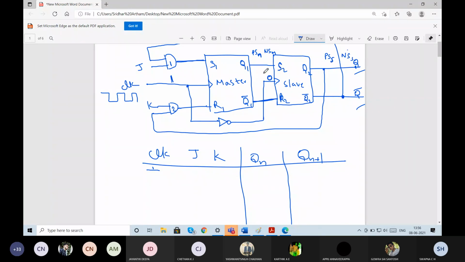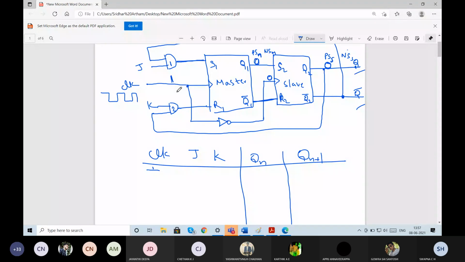If I say the present state of the slave is 0, what will be the present state of the master? It will be the same, 0 only, right? Do you accept this? The function of the slave is that whatever the master is holding, it will just forward as it is. Are you understanding? Yes, ma'am. So if the present state of this complete JK flip-flop is 0, why the master also has the same value, is that clear?